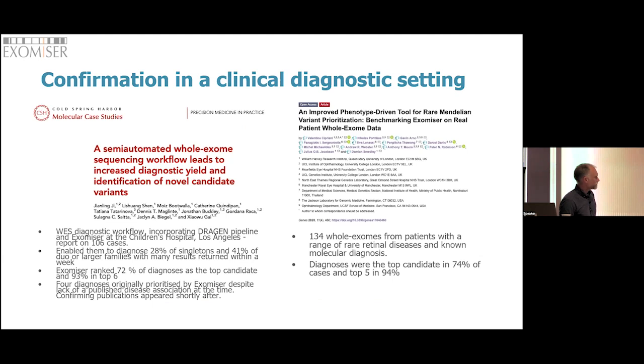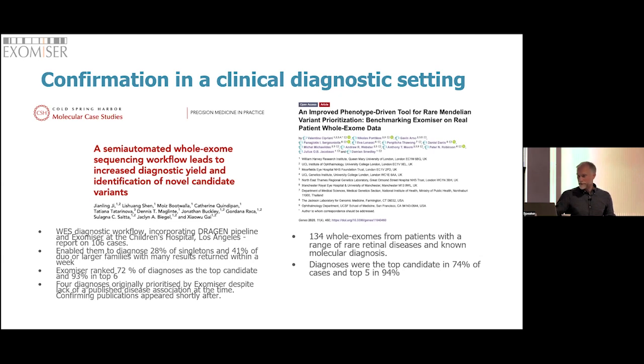An independent group at the Children's Hospital in Los Angeles has worked Exomiser into their diagnostic pipeline. That was a lovely thing to see when we were looking through the literature. They found that they had a lot of cases ranked as one of the top hits that were not known disease gene associations, but Exomiser managed to find them due to mouse hits, and they were later found to be causative through different literature and different diagnoses.